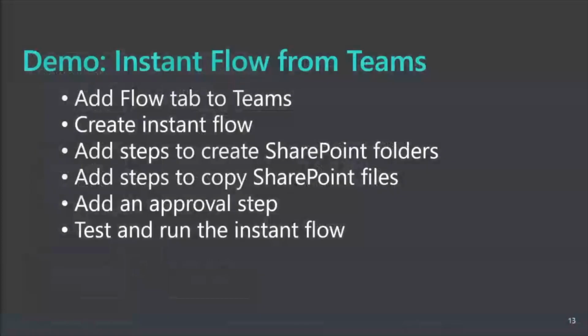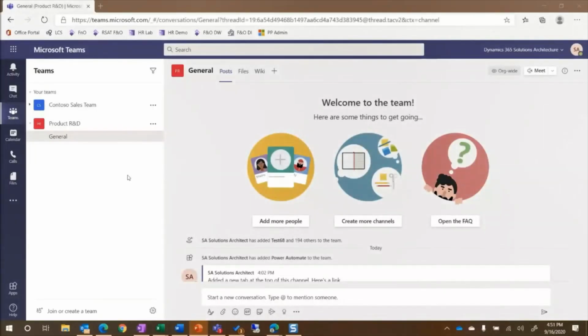So in my demonstration, I'm going to start out by adding a flow tab to my team site, and then we'll create an instant flow. I'll add steps into that flow to create SharePoint folders and to copy those files, add an approval step, and then I'll show you how to test and run that instant flow. So we'll go ahead and switch over to that video and take a look at it.